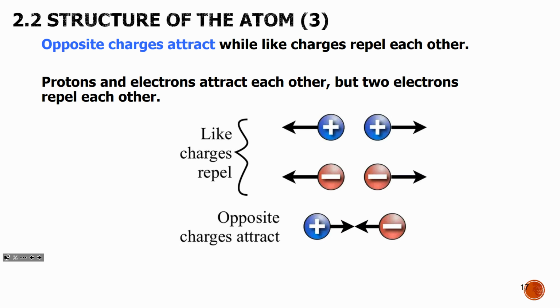Okay, so we're starting with our next video, structures of the atom. You know that opposite charges attract while like charges repel. So if we look at the protons and the electrons, protons are positive, electrons are negative. So protons and electrons will attract each other because opposites attract, but if a proton's next to a proton, it tends to repel, or an electron's next to an electron, it will repel.